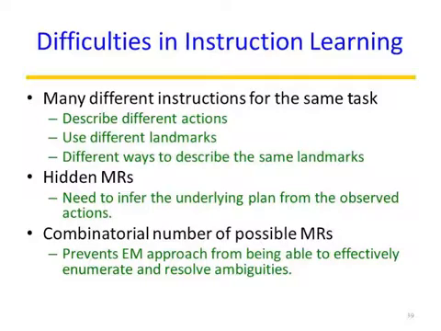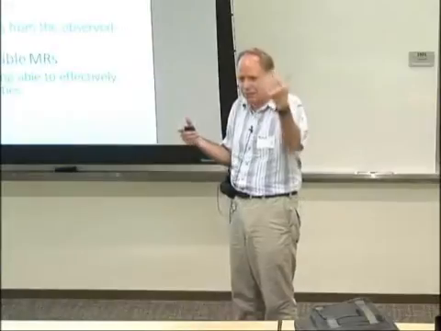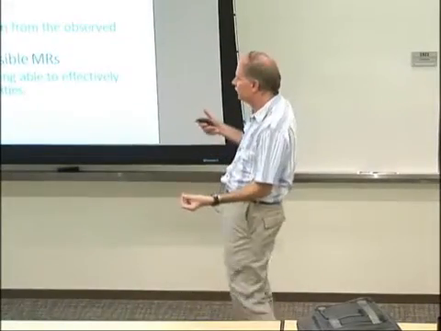So again, there are many different instructions for the same task. They describe different actions, they use different landmarks, and they talk about the landmarks in different ways. And the meaning representations are completely hidden from the system, right? It just sees the primitive actions. It doesn't see the plan that the system would actually need to execute those actions and figure out that's what they need to do.